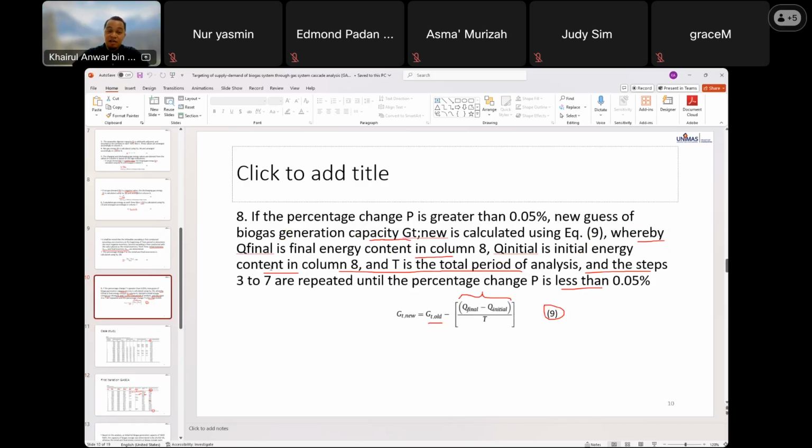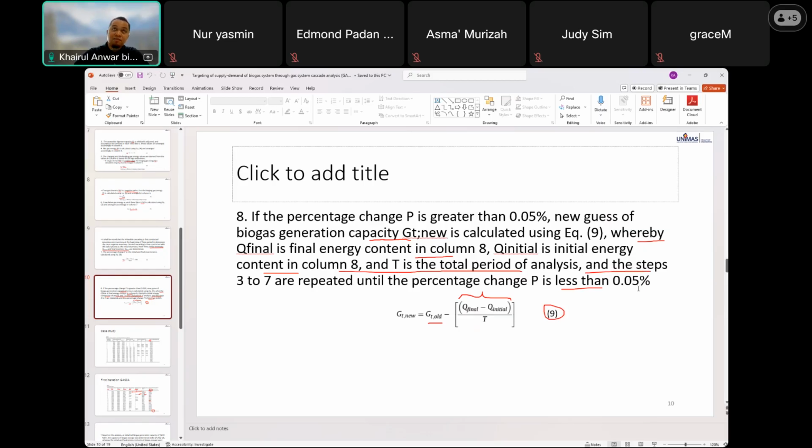Whereby Q final is the final energy content in column 8, and Q initial is the initial energy content in column 8. This is the total period of analysis. And steps 3 to 7 are repeated until the percentage P is less than 0.05%.